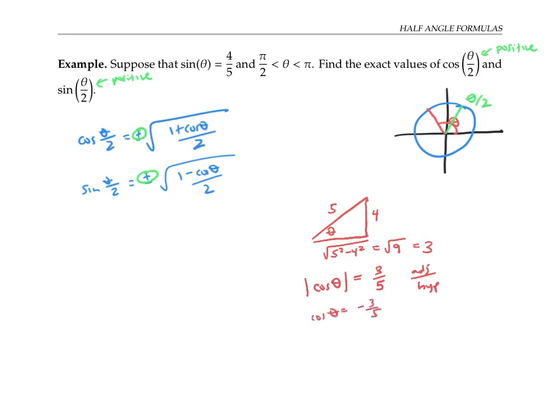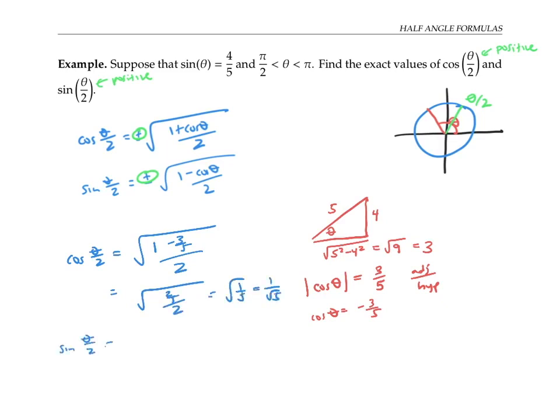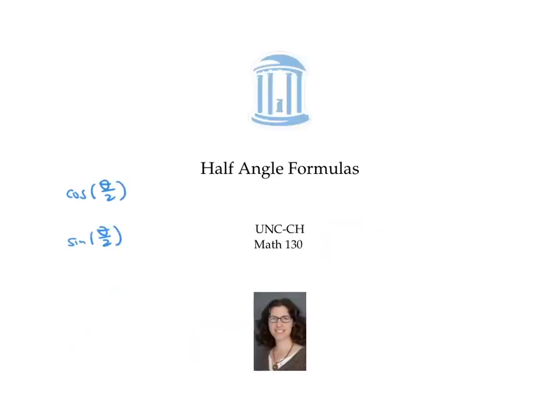Now I can plug into my formulas. I get that cosine of theta over 2 is going to be the square root of (1 minus 3/5) over 2. That simplifies to the square root of (2/5) divided by 2, which is the square root of 1/5, or 1 over the square root of 5. Sine of theta over 2 is the square root of (1 minus cosine theta) over 2, so that's 1 minus negative 3/5, over 2. That's the square root of 1 plus 3/5, or 8/5, over 2, the square root of 4/5, or 2 over the square root of 5. In this video, we found formulas for the cosine of a half angle and the sine of a half angle, and used them in an example.